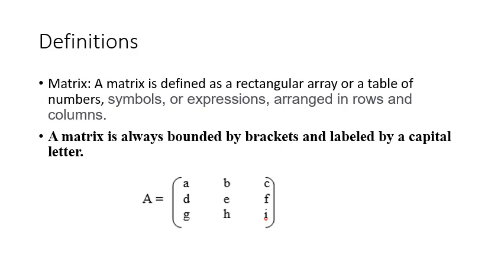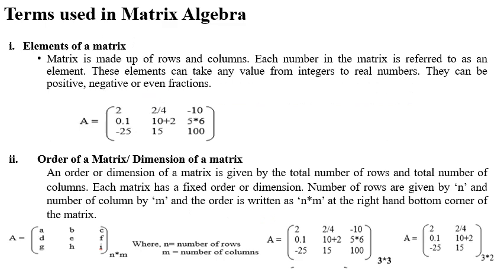A matrix is defined as a rectangular array or a table of numbers, symbols or expressions arranged in rows and columns. A matrix is always bounded by brackets and labeled by a capital letter. There are certain terms which are used in matrix algebra. Let us look at them one by one.